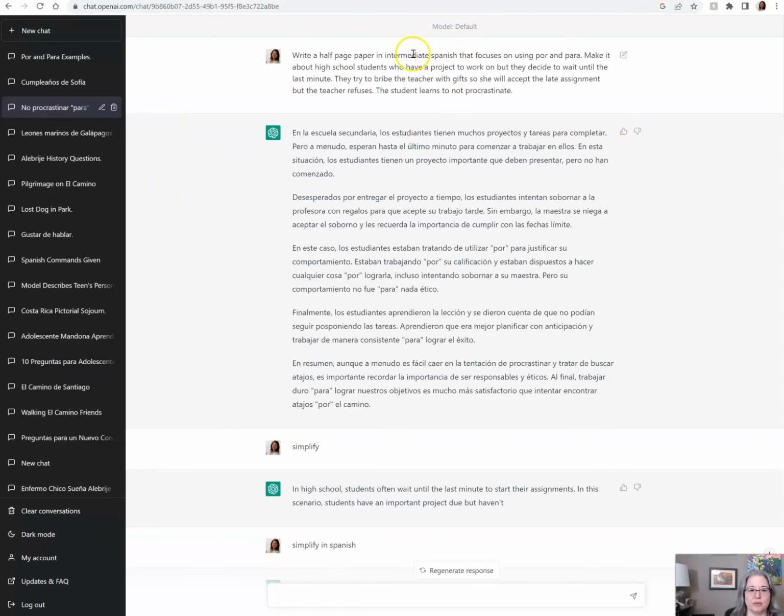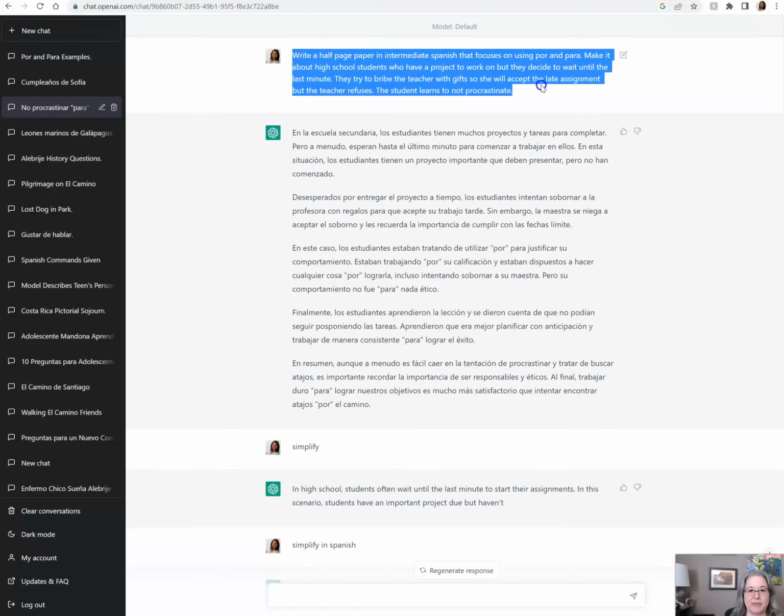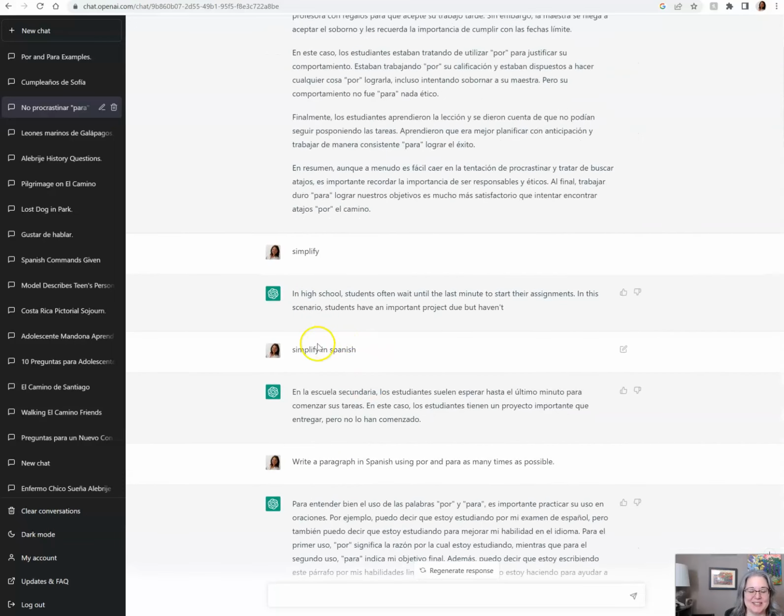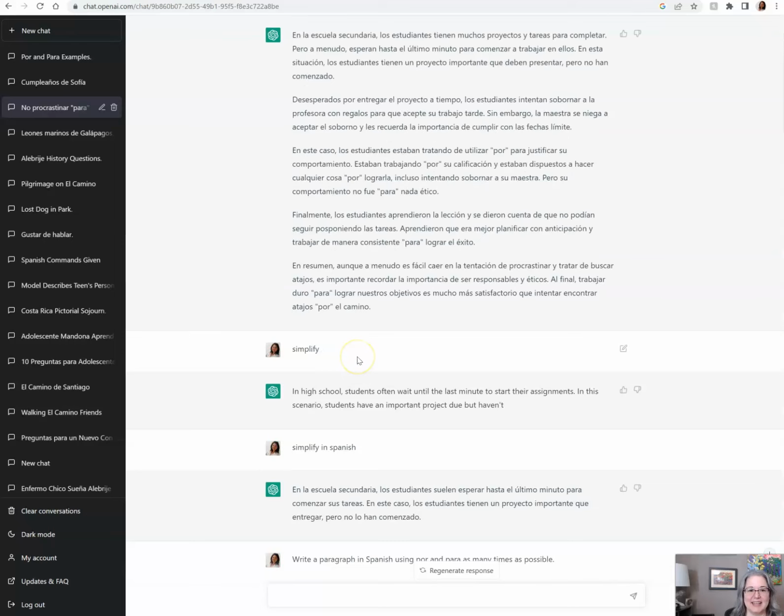This particular one, it keeps track over here of what I've asked it to look up. Some of it I'm just playing around. This one, I'm trying to put together a unit for por and para for my Spanish students. So you can see I said write a half-page paper in intermediate Spanish that focuses on por and para. Just to see what it could do, I told it to simplify, and then it started to write it in English. So I said simplify in Spanish, and I'm not sure it simplified it a lot, but it did simplify it a little bit.